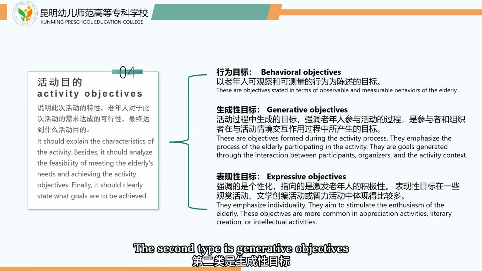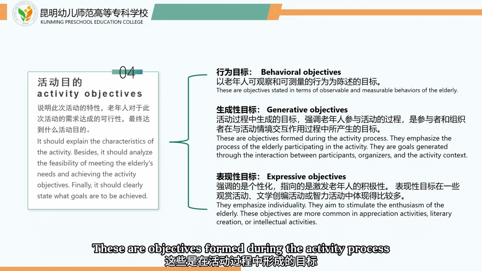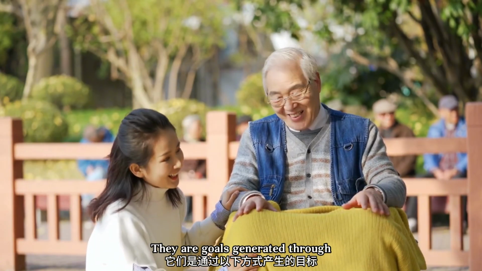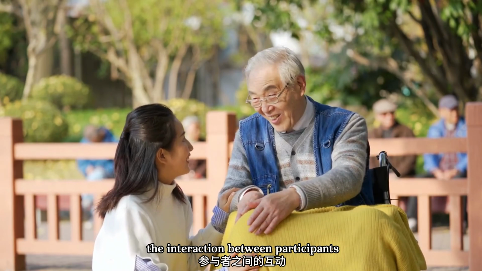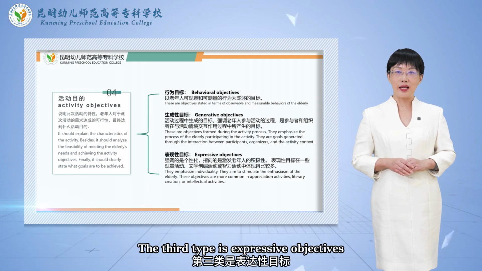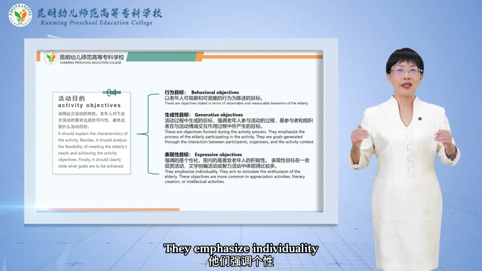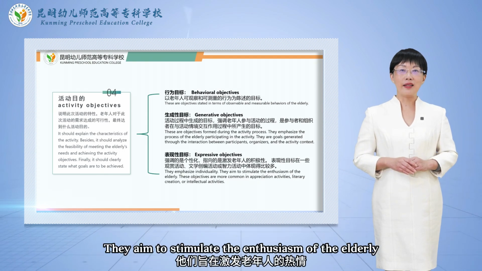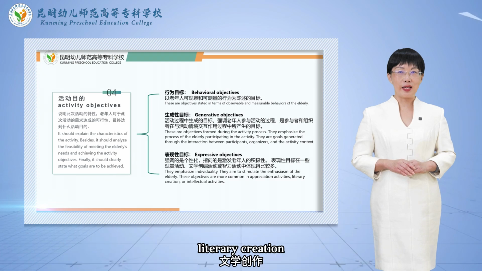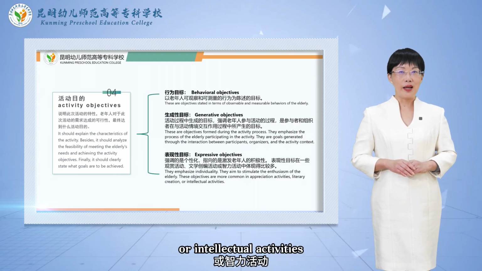The second type is generative objectives. These are objectives formed during the activity process. They emphasize the process of the elderly participating in the activity. They are goals generated through the interaction between participants, organizers, and the activity context. The third type is expressive objectives. They emphasize individuality. They aim to stimulate the enthusiasm of the elderly. These objectives are more common in appreciation activities, literary, creation, or intellectual activities.